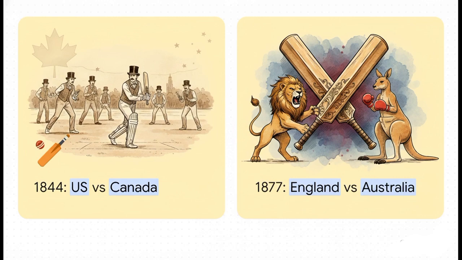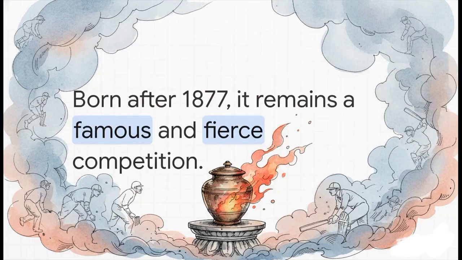However, the true bedrock of cricket's competitive structure was laid in 1877, when England and Australia played the first official test match. That event ignited one of the most enduring, intense rivalries in all of international sports. Born shortly after that 1877 encounter, the Ashes series was established. Today, it remains a heavily scrutinized and fiercely contested cornerstone of cricket history. It acts as the ultimate anchor for the sport's traditional long-form format.